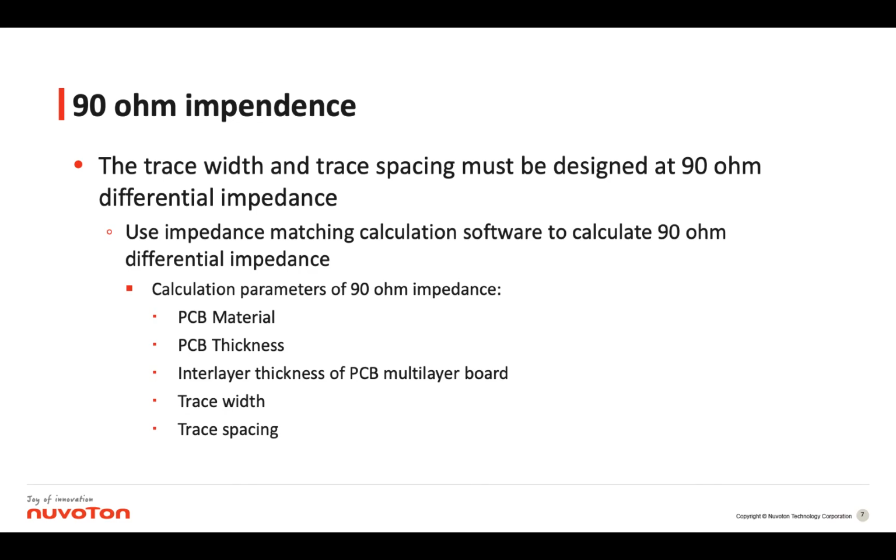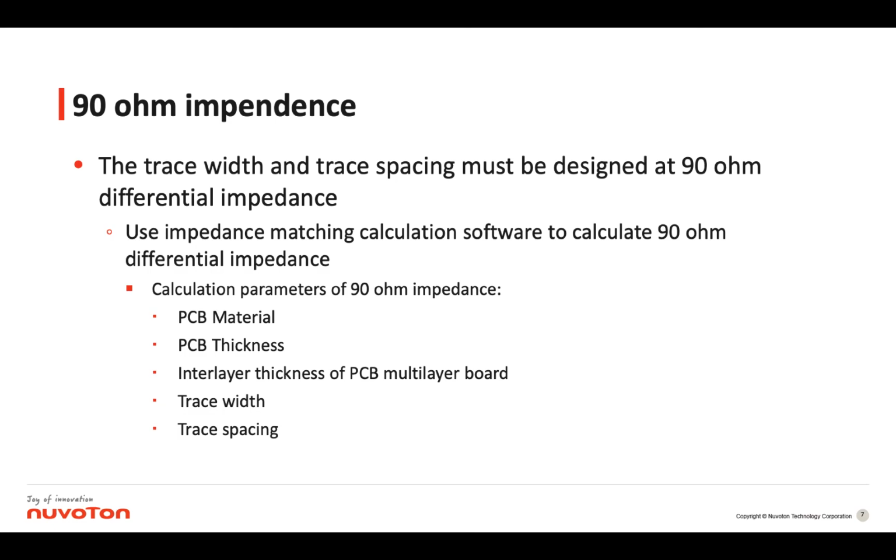Furthermore, before deciding the width and length of traces, the calculation for differential impedance of 90 ohms has to be done first. It can be calculated by specific software. The parameters for calculation of impedance are the material and thickness of PCB, the thickness of multiple layers, and the width and the length of traces D plus and D minus. Because there are a ton of parameters for calculation of impedance, it is too professional for an engineer who does USB high-speed for the first time.